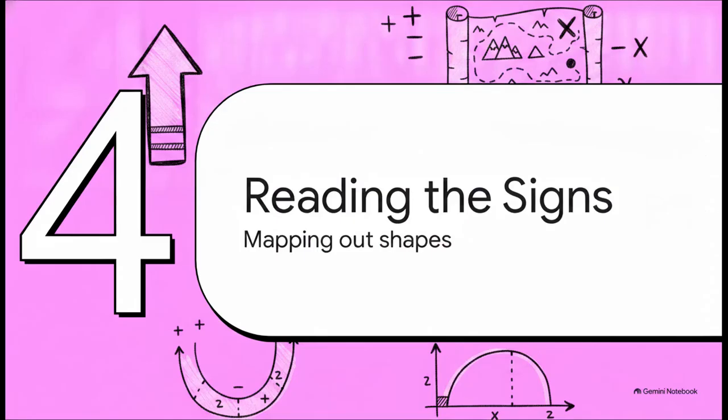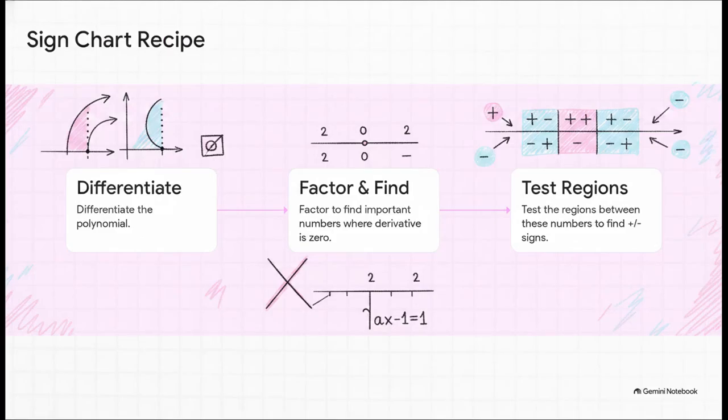This brings us to section 4, reading the signs. Let's map out some shapes. We have a very systematic 3-step recipe for creating what we call a sign chart. First, we differentiate our polynomial. Second, we factor that derivative to find the important numbers. These are the exact spots where the derivative equals 0, meaning the graph is perfectly flat. Finally, these 0 points divide our whole number line up into different regions. We just test random numbers inside those regions to see if the overall derivative is positive or negative.